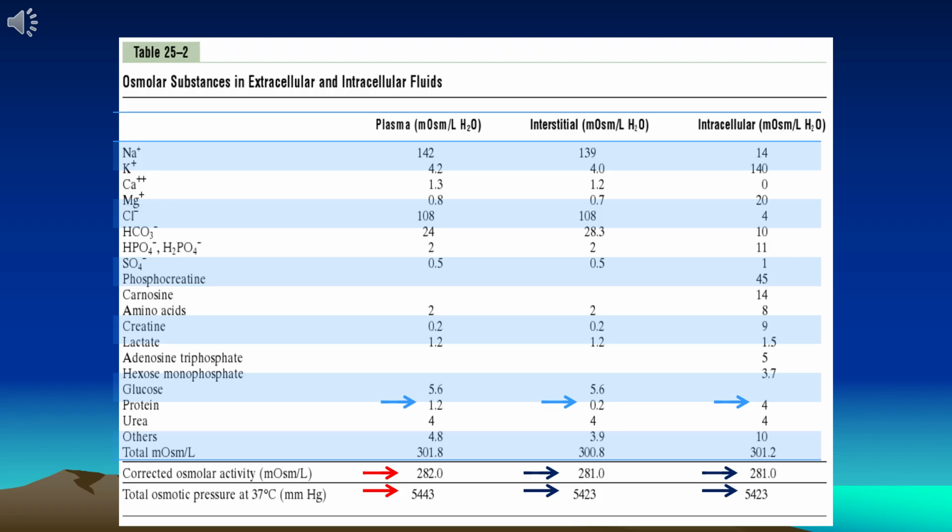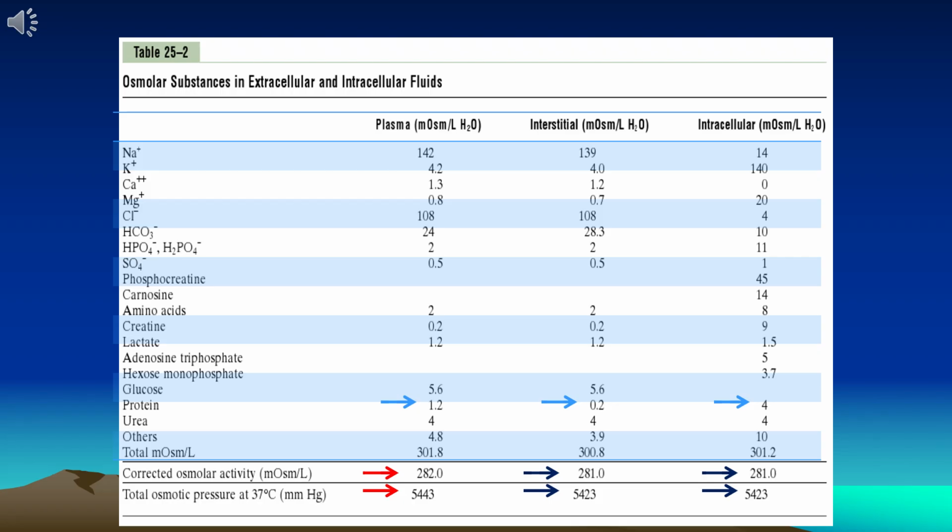You'll also notice a key difference between plasma and interstitial fluid, protein. Plasma has a much higher protein content, especially albumin. This creates the oncotic pressure difference that pulls fluid back into the capillaries, which is crucial for preventing edema.